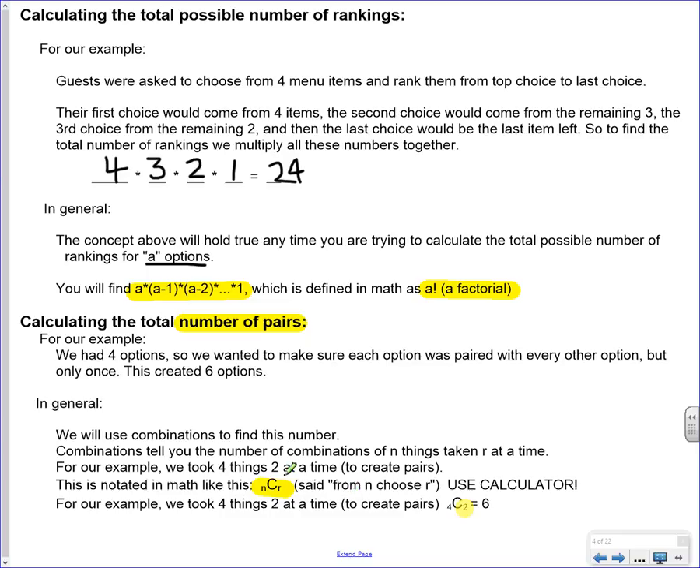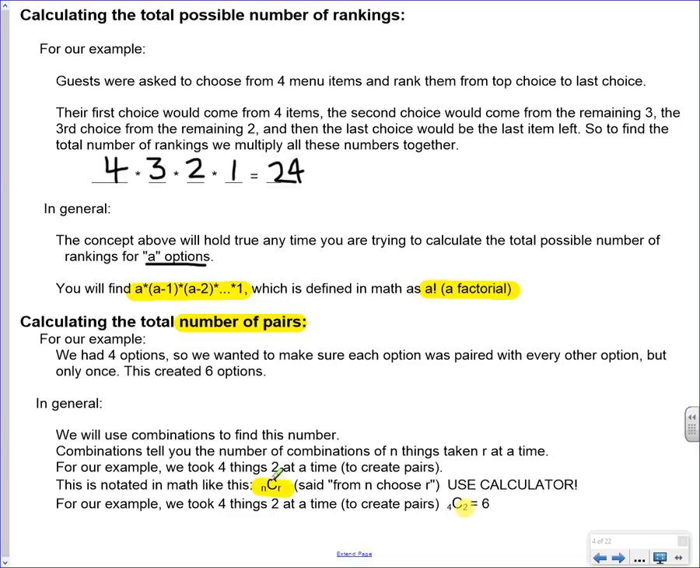Now, how do we get to this nCr? Well, if you have an example on your homework and you're looking for the number of pairs, it's going to come up with a formula that you should do. It's going to be something like n factorial divided by r factorial times (n minus r) factorial, something like that. Okay? Now, you can do that. You can calculate that out, and I just showed you where the factorial button is, so you could do that. However, really the easier way is just to go ahead and use this button in your calculator.